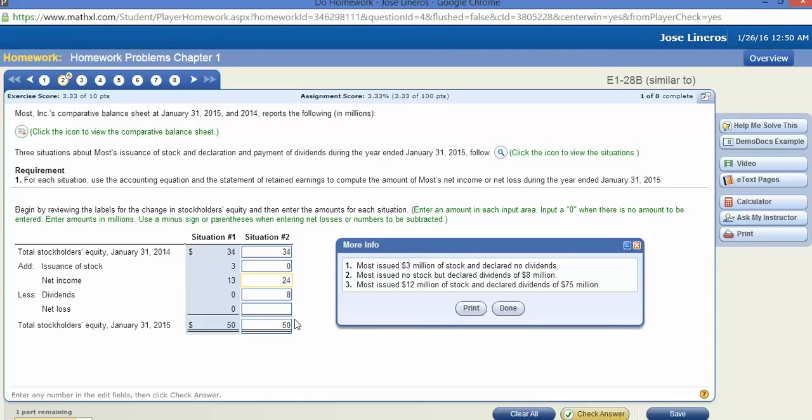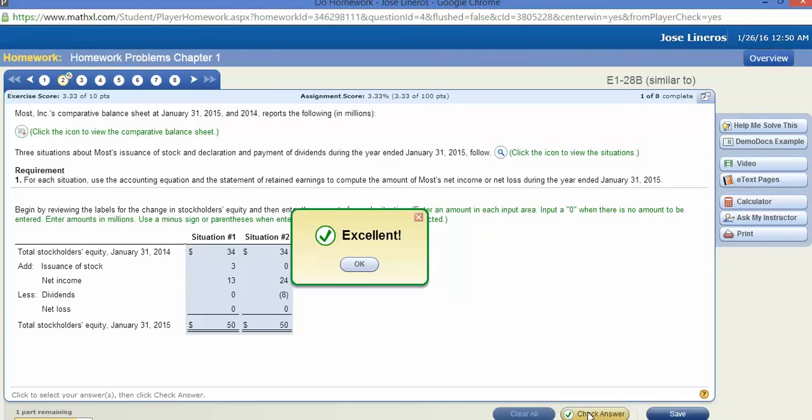Now, here's where a lot of students make a common mistake. They just leave this blank. You either had a net income or a net loss. You can't have both. So we make that 0. Get rid of this because we're done with it. Check our answer, and it's good.